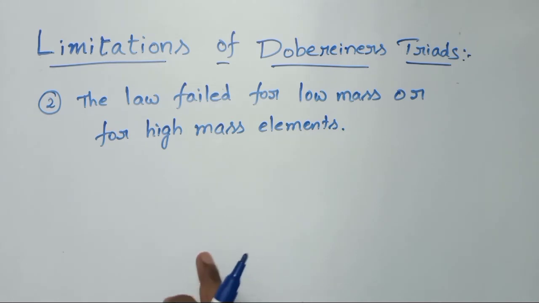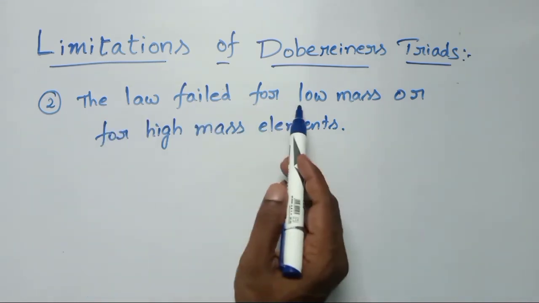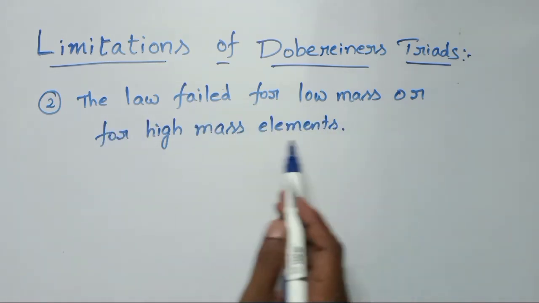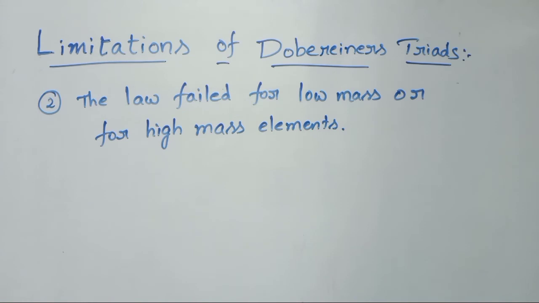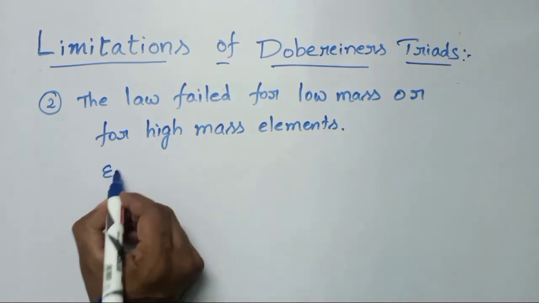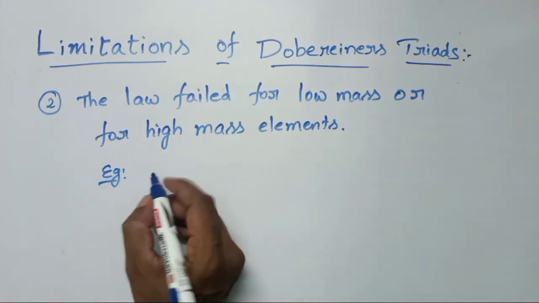Let us see the second defect in Dobereiner's classification. The law failed for low mass or high mass elements. That means if I want to find the atomic weight of the middle element, and the elements have low mass and high mass, it is not possible. So let us take a small example to understand this limitation.